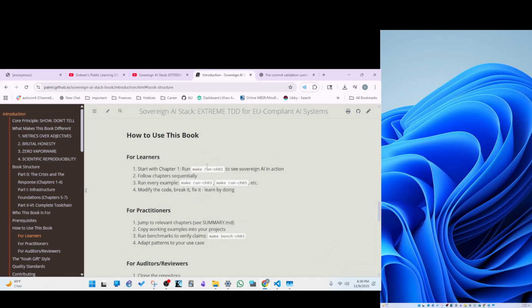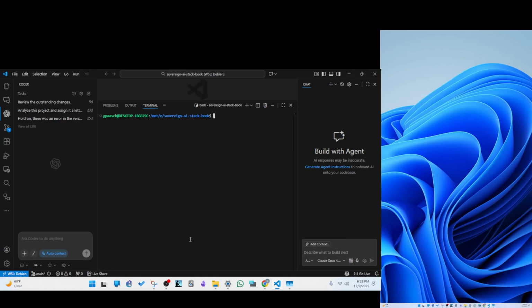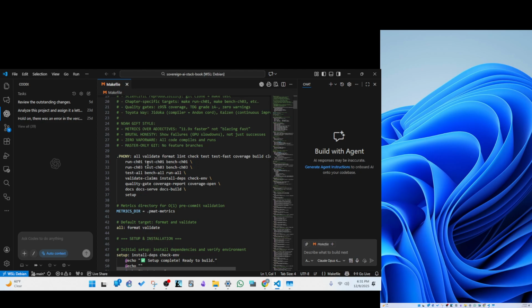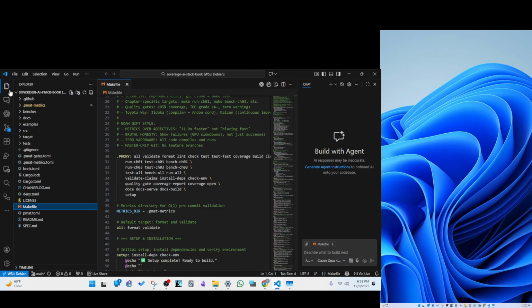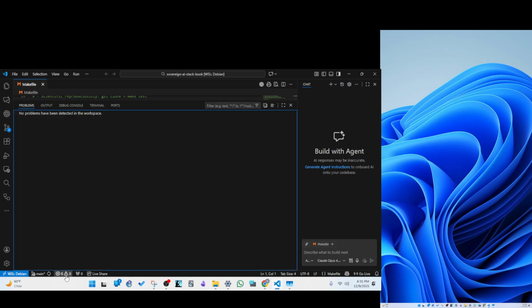Well, I don't see anything that says make run chapter one. Let's try entering it and see if it works. Oh, it does. Okay, so I think maybe this is something in the make file. Let's see. Yeah, okay. So it's part of the make file. Perfect.